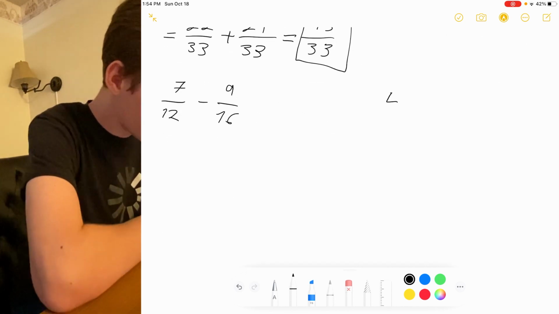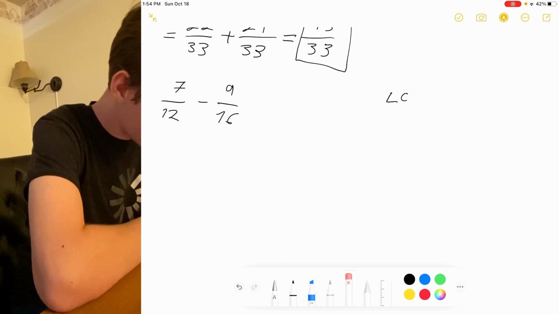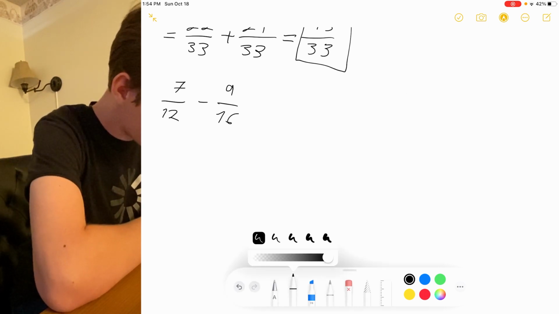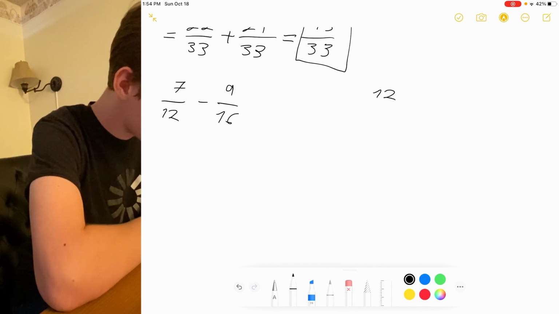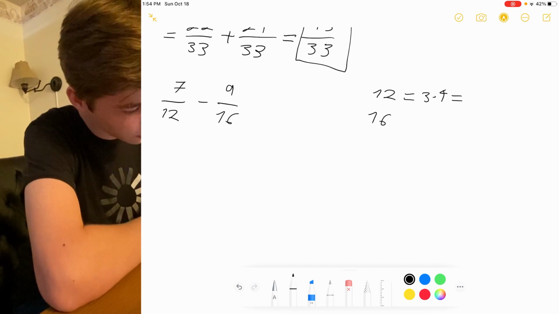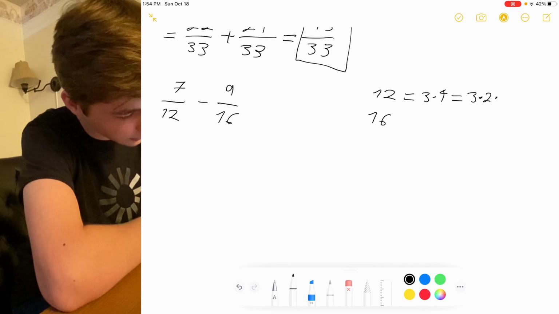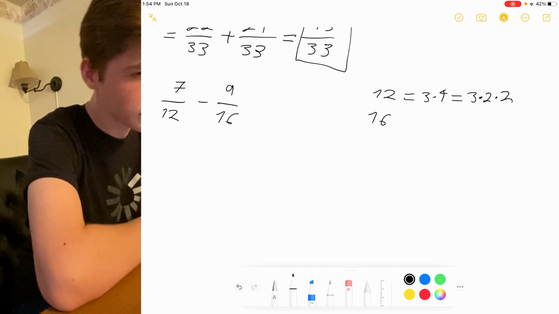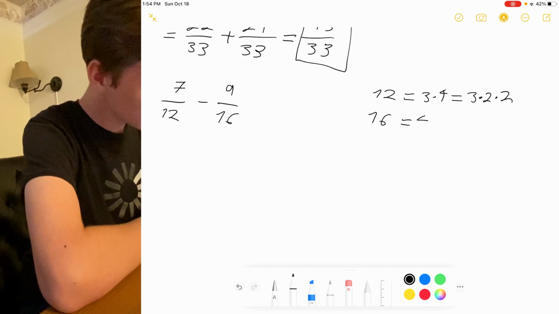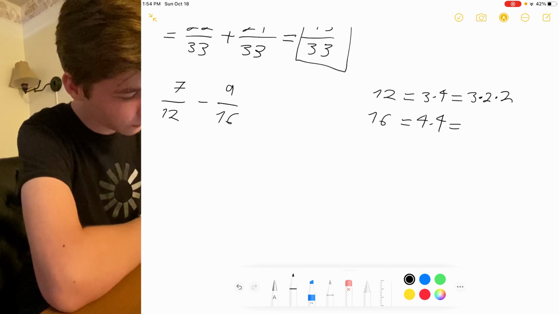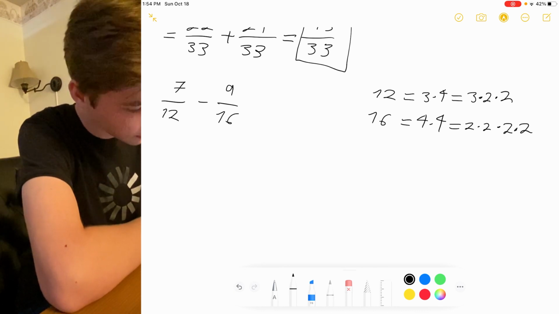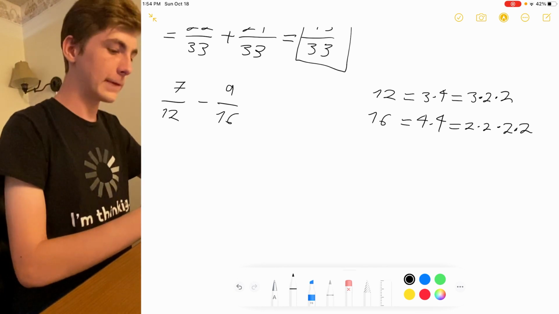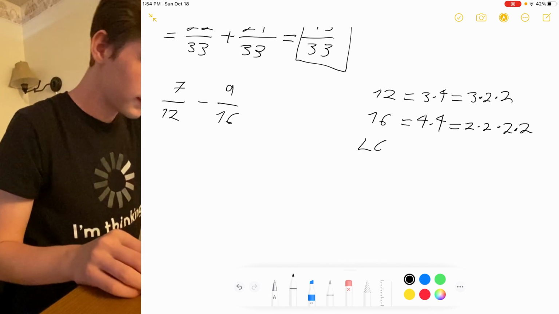So let's just go over here on the side. We're going to start by factoring the two numbers on the bottom. So this is 12, this is 16. What is 12? Well, 12 is 3 times 4, which is equal to 3 times 2 times 2, or 2 times 2 times 3, or whatever order you want it in. 16, that's 4 times 4, which is equal to 2 times 2 times 2 times 2. And so now, let's build that LCD.